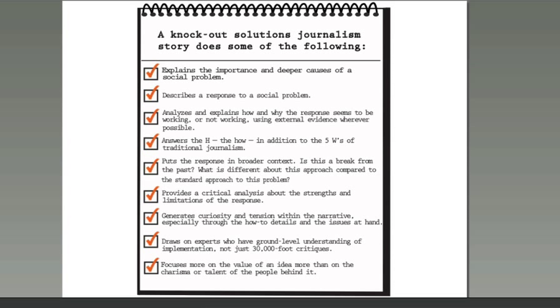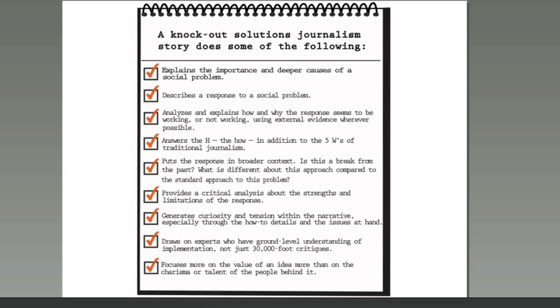So the Solutions Journalism Network, which is co-founded with two New York Times columnists, David Bornstein and Tina Rosenberg, is all about trying to correct for this mistake. And solutions journalism stories, just like any other kind of investigative story, look at what the deeper causes of social problems are, but then move on to describe a response to those problems. It analyzes and explains the how and why of those responses.